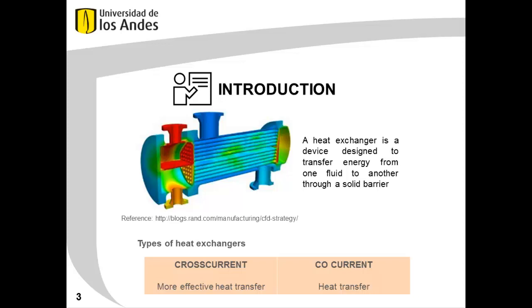Introduction. What is a heat exchanger? A heat exchanger is a device designed to transfer energy from one fluid to another through a solid barrier. There are two types of heat exchangers: concurrent, that gives a good heat transfer, and cross-current, that is more effective than the concurrent we mentioned.